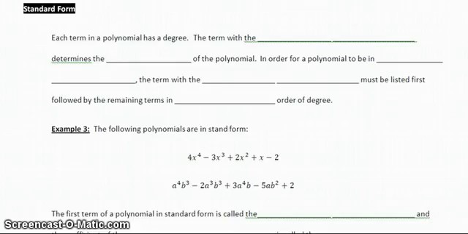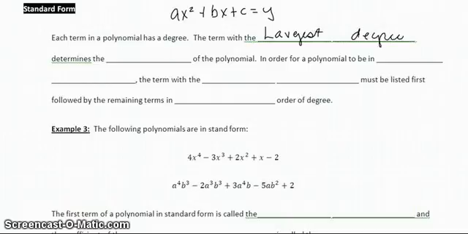So how do we write all of this in standard form? Our standard form for our quadratic, if we remember, was ax squared plus bx plus c equals y, or 0, depending on what we were doing. Notice what's going on with those exponents. I go from 2 to 1 to 0. So the term with the largest degree goes first. And it determines, obviously, the degree of the polynomial.